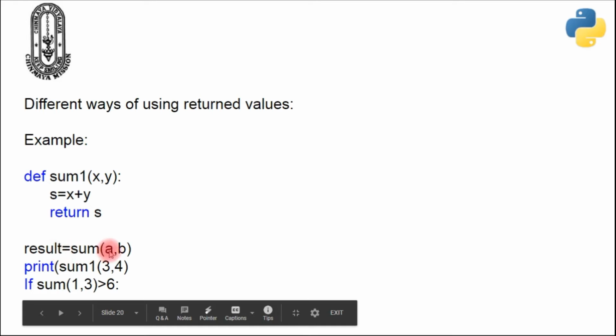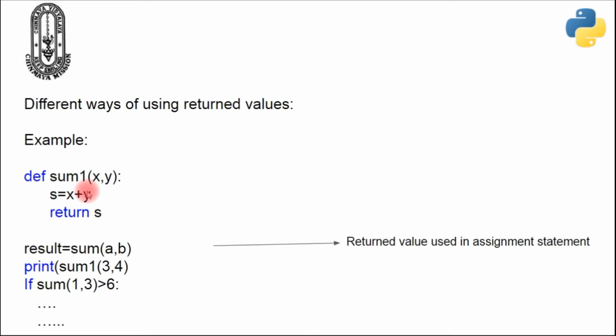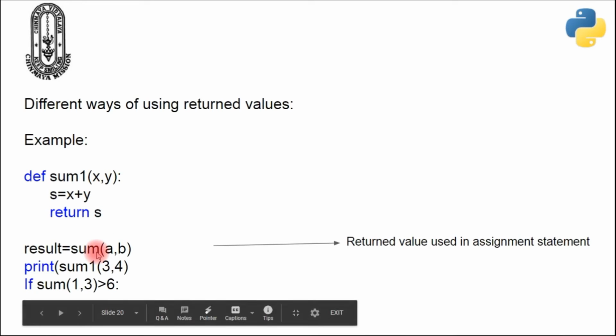Coming to the main segment, the variable result is created and the function call is made by passing two values a, b. So the returned value is used in an assignment statement. Function call goes here, control goes to the function, and it executes the statements included in the function, and the control comes back here, and the result data is stored in the variable result.